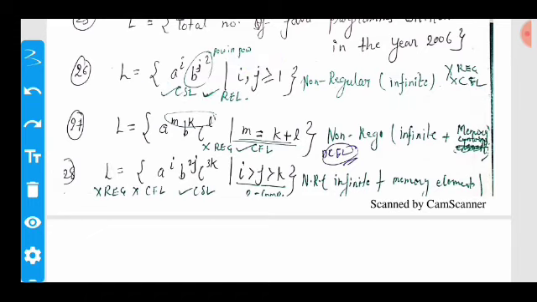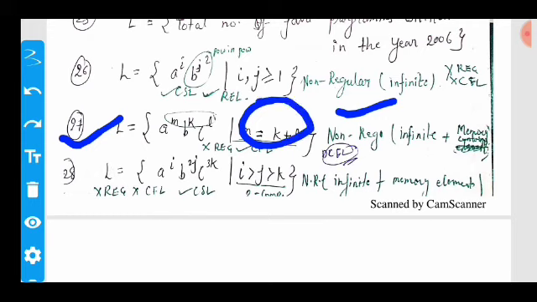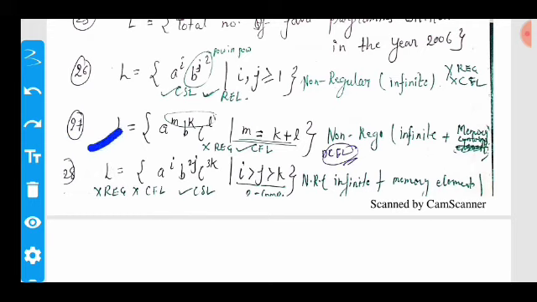Now move on to the next question. L equal to a to the power of m, b to the power of k, c to the power of l, such that m equal to k plus l. So it is not regular because here one comparison is needed between the language. So it is not accepted by regular, but it is accepted by CFL, because the pushdown automaton has one memory element to store the data.